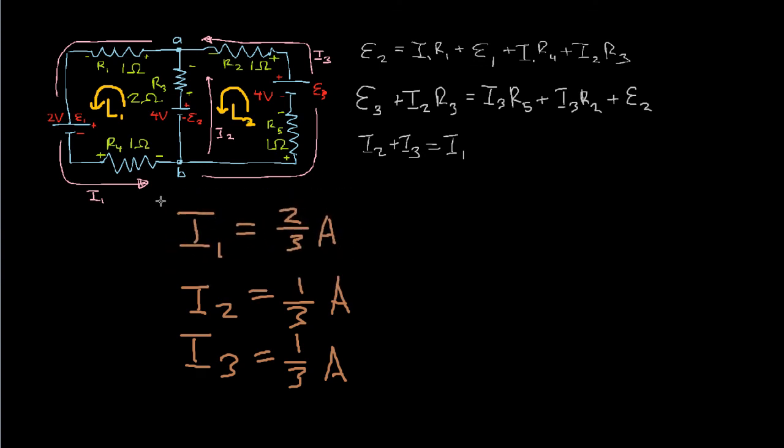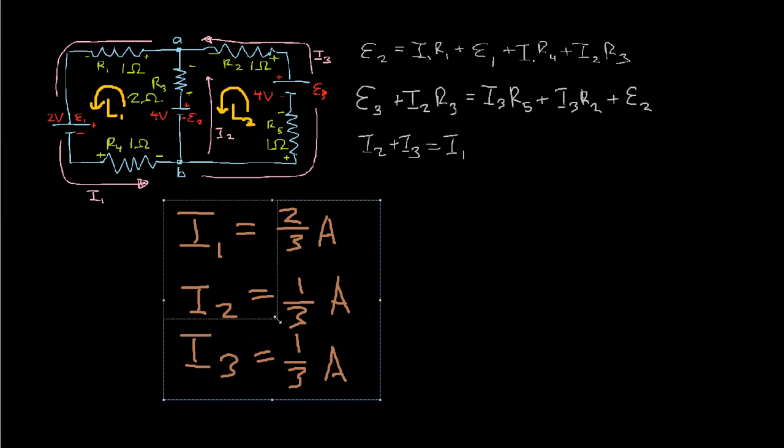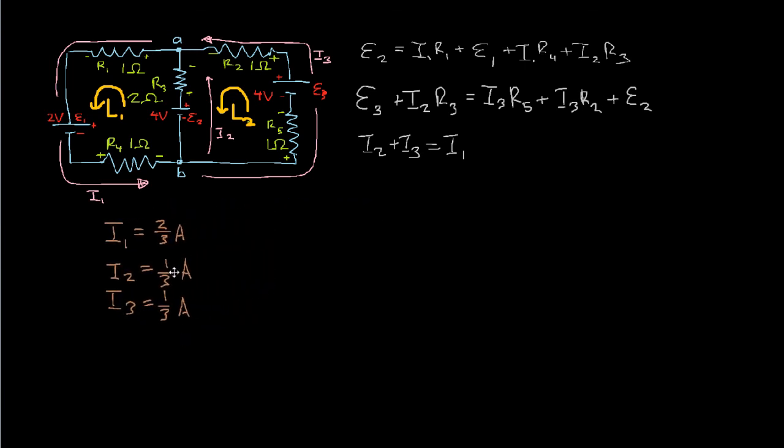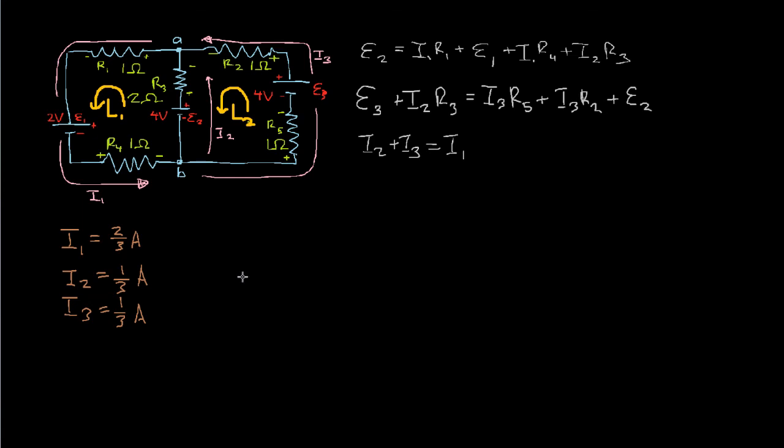Okay, now let's check our signs first. Remember, these guys are all positive. Positive, positive, positive. So that means that we guessed our currents right. Nothing is going backwards for us, which is good. So that's problem A. Let's get on to problem B.